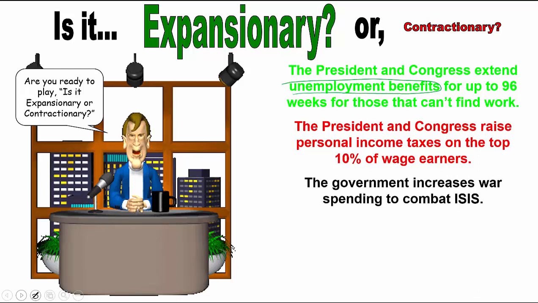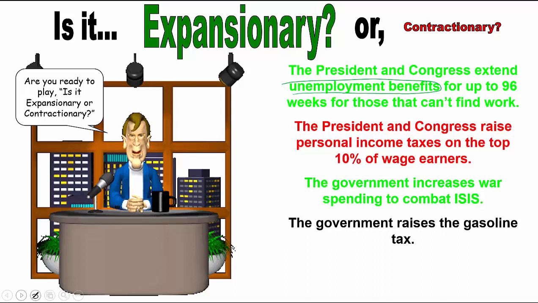All right, what about government increases war spending to combat ISIS? Well, if they do that, they're going to spend more money, right? Well, that makes it expansionary. And then lastly, the example here is the government raises the gasoline tax. Again, taxes going up is going to be contractionary.